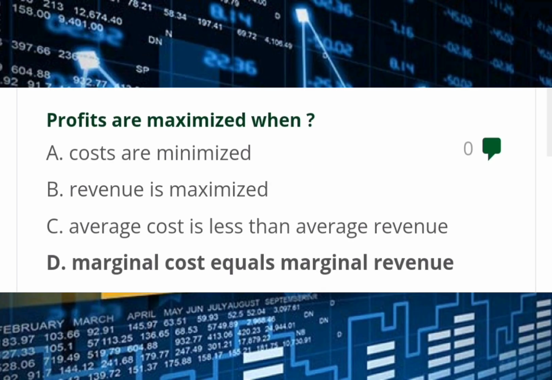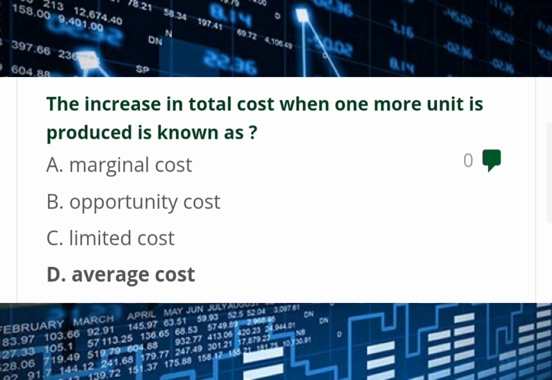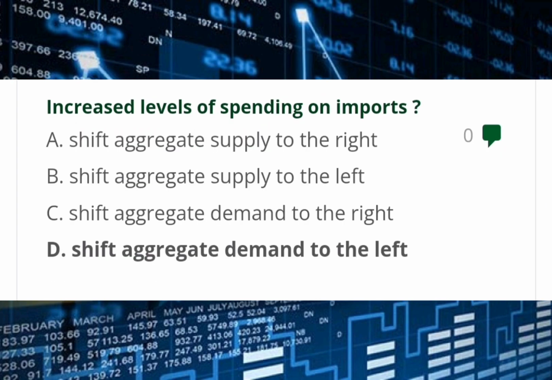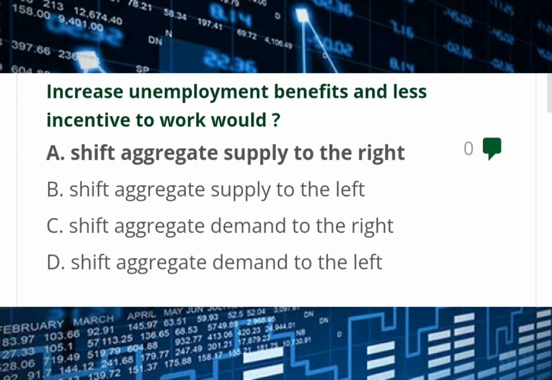Profits are maximized when, answer D, marginal cost equals marginal revenue. The increase in total cost when one more unit is produced is known as, answer D, average cost. Economists assume that people consume goods or services to achieve, answer C, utility. Increased spending on imports, answer D, shifts aggregate demand to the left. Increased unemployment benefits and less incentive to work would, answer A, shift aggregate supply to the right.